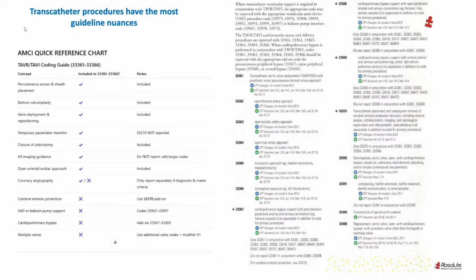Essentially, I came up with a quick reference chart for you to look at, just so you can see what is bundled and what is not, and what the procedures are that are commonly associated with the transcatheter. And I'm very specific: not the open, the transcatheter. Percutaneous access and sheath placement is included in the code. It's bundled. Your balloon valvuloplasty is bundled. Your valve deployment and repositioning is bundled.